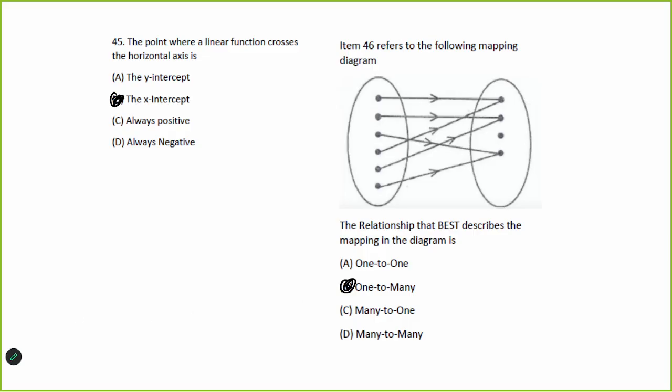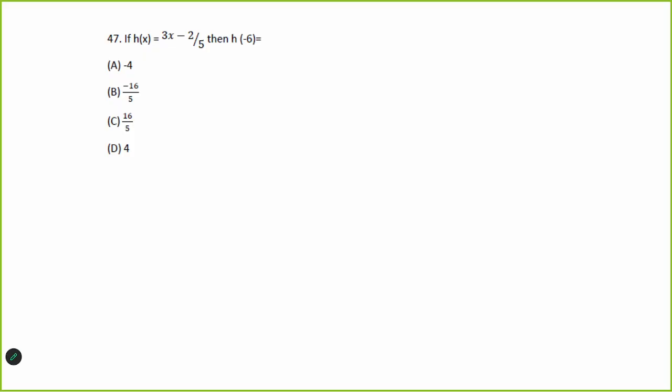This one here, we're looking at the arrows. Many of them are going to 1. So this is many to 1, not 1 to many. Many of the arrows are going to one item here, so that's why it's many to 1. Question 47, this is 3 by negative 6 minus 2 over 5. That is negative 18. Negative 2 over 5 is negative 20 over 5, which is negative 4. So A is the answer.